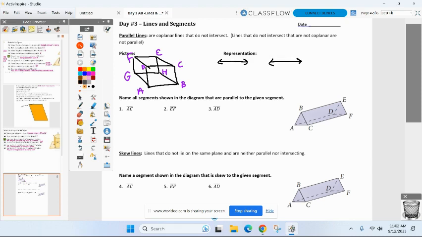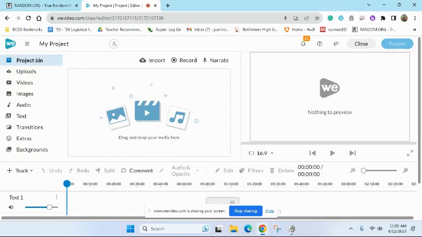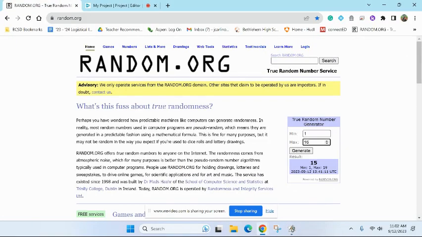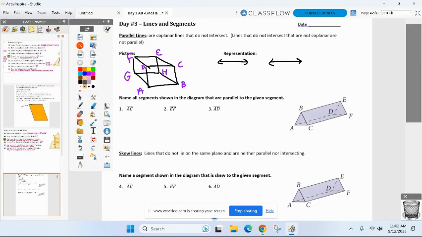Okay, so give me 2 lines off your plane right now that you are saying are parallel to each other. AD and CB. Yep, those are parallel to each other. Everyone see why? They're on the same plane, the front plane, and they don't intersect.